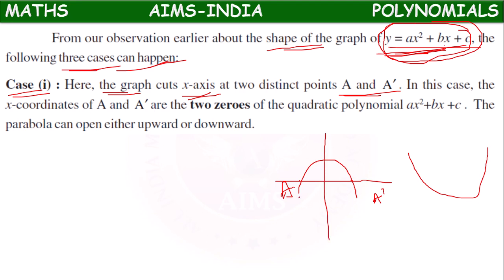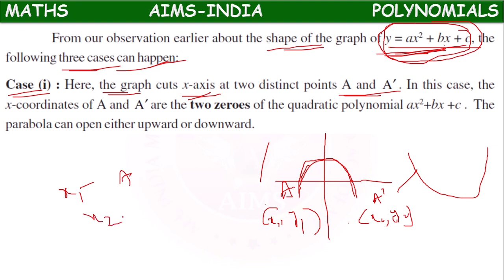Means our parabola, whatever quadratic equation is there, if we represent it with the help of a parabola, it may cut the x-axis at two distinct points, A and A dash. Here x1, y1 will be there, and at A dash x2, y2 will be there. The x coordinates, x1 at A and x2 at A dash, are said to be the two zeros of the quadratic polynomial ax square plus bx plus c.